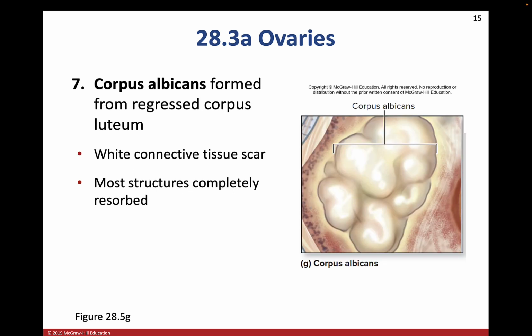Now, next is a corpus albicans, and this is formed from the regressed corpus luteum. It really is just white connective scar tissue, and this mostly will be resorbed.